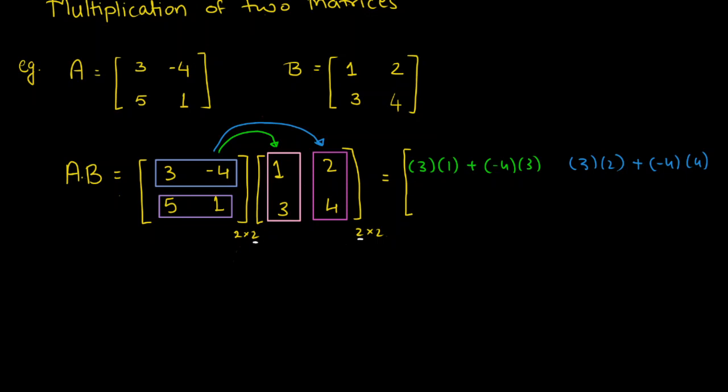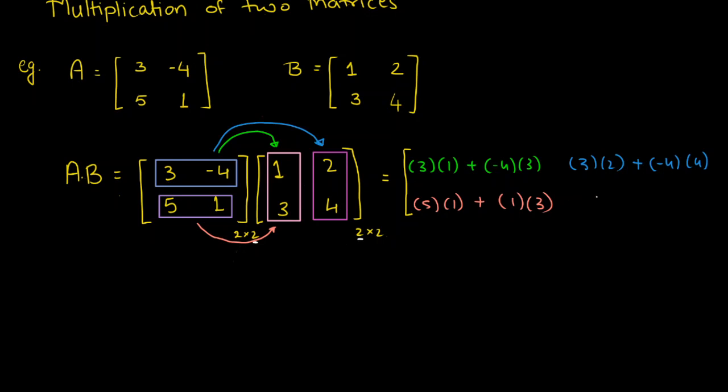So if I want to multiply the second row elements, let's multiply the second row, first column. That will give me the second row, first column in my product matrix. So it's going to be 5 into 1 plus 1 into 3, right? So 5 into 1 and 1 into 3, because now we are in the second row, so we're using the elements of the second row.